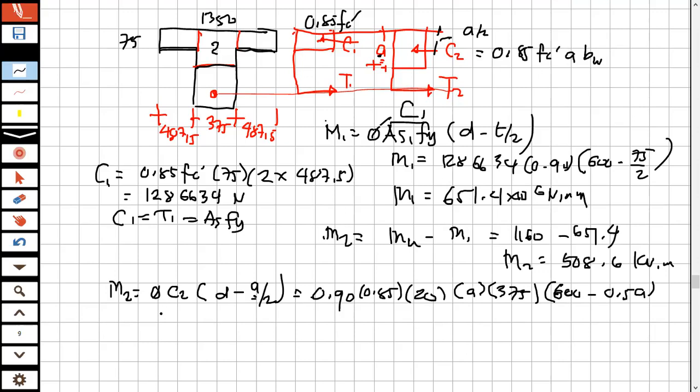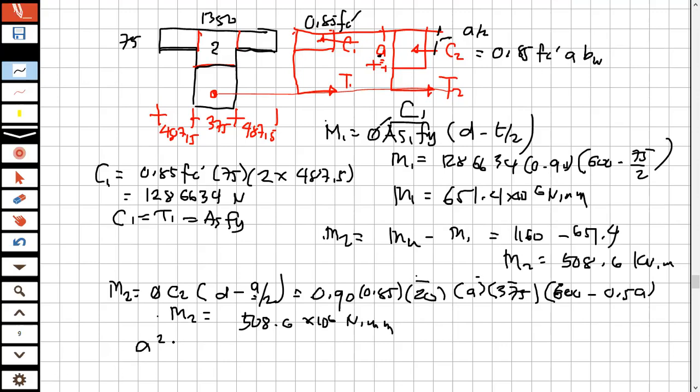Equated to M2, which is equal to what we calculated earlier, 508.6 times 10 to the power of 6. It should be in newton millimeter to be consistent. Take note, this is newton millimeter squared. This is millimeter, millimeter. So we expect the value of a to be in millimeter.